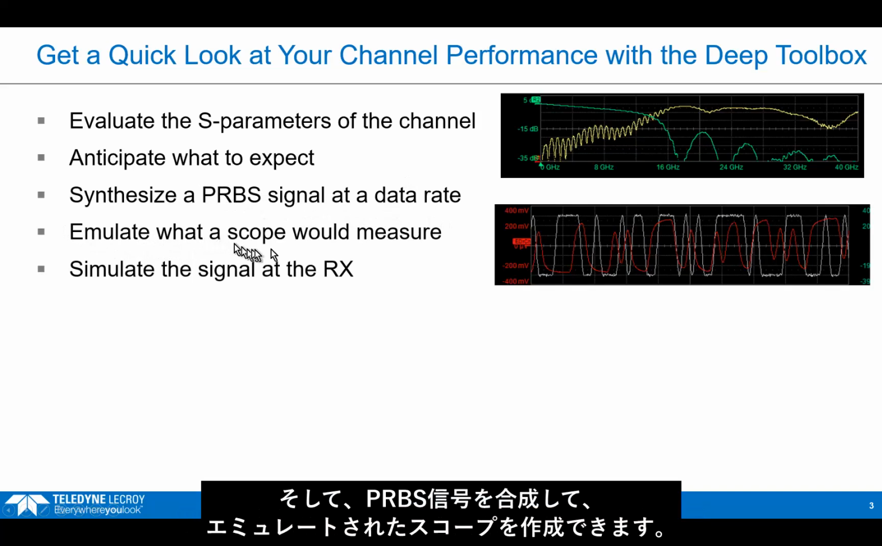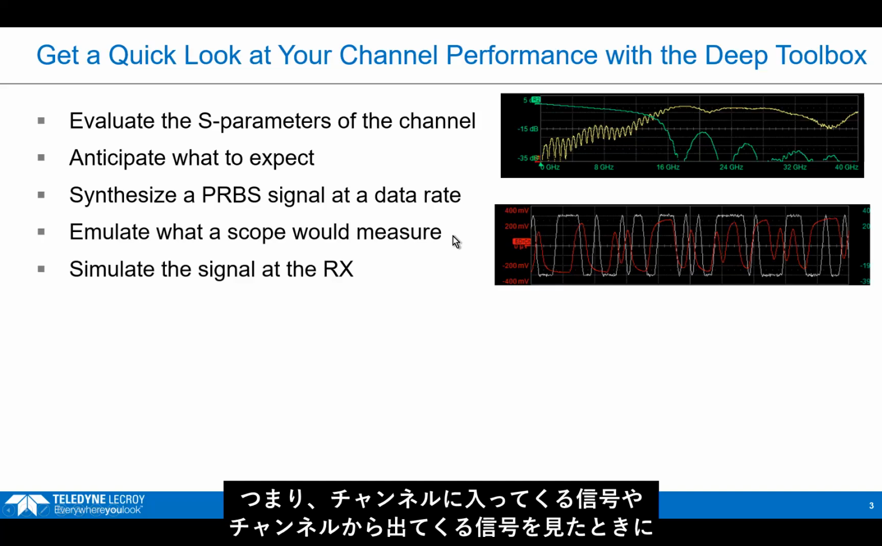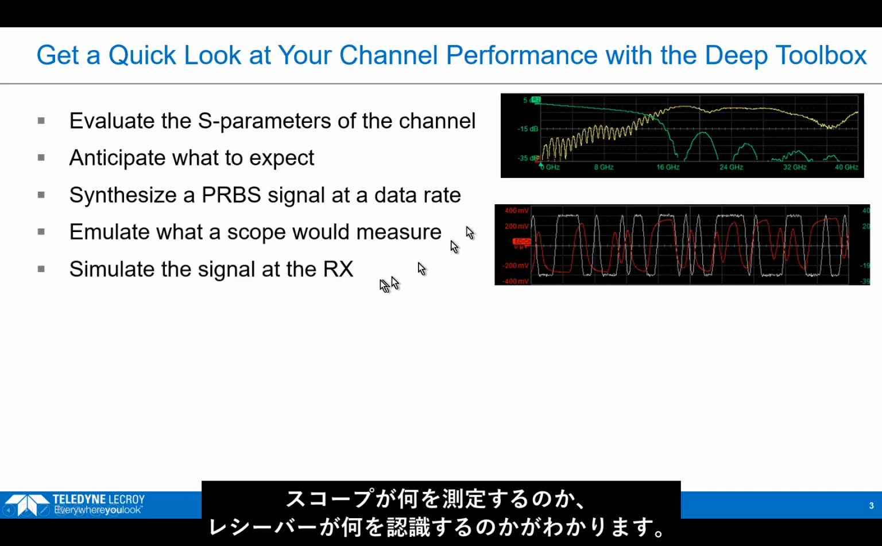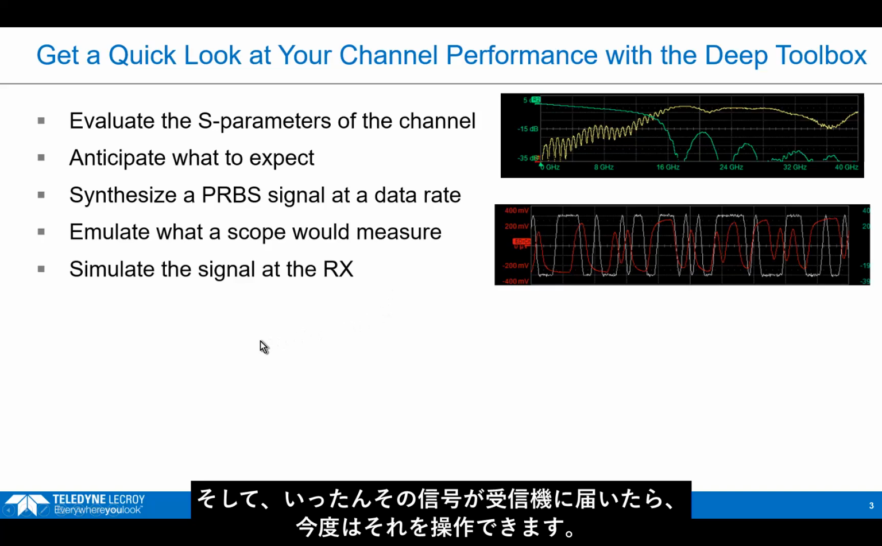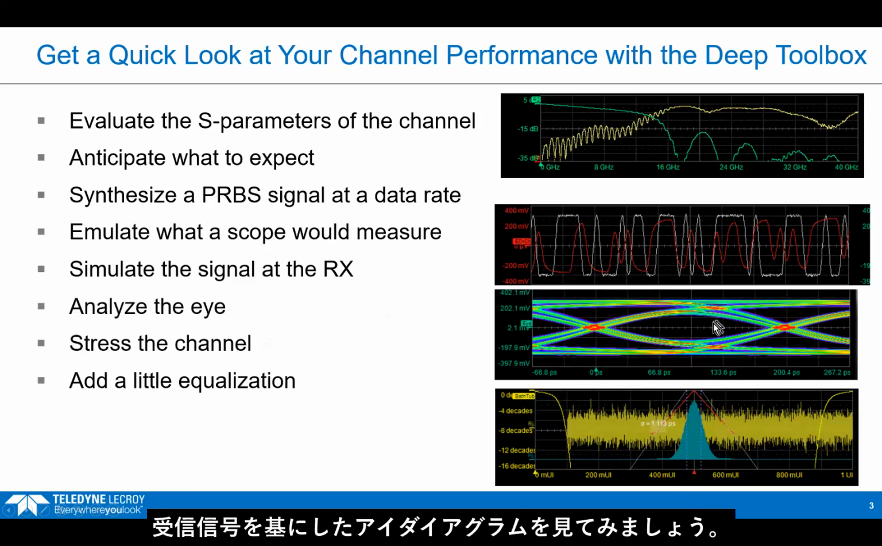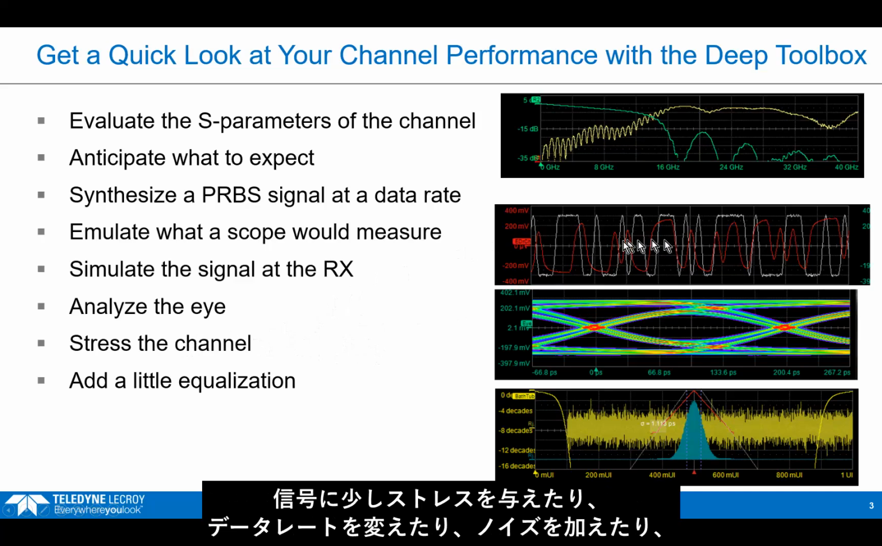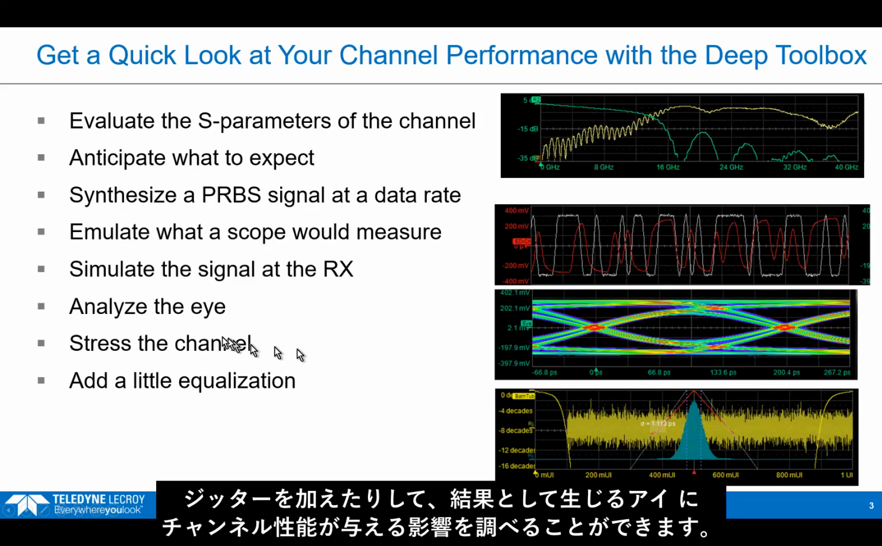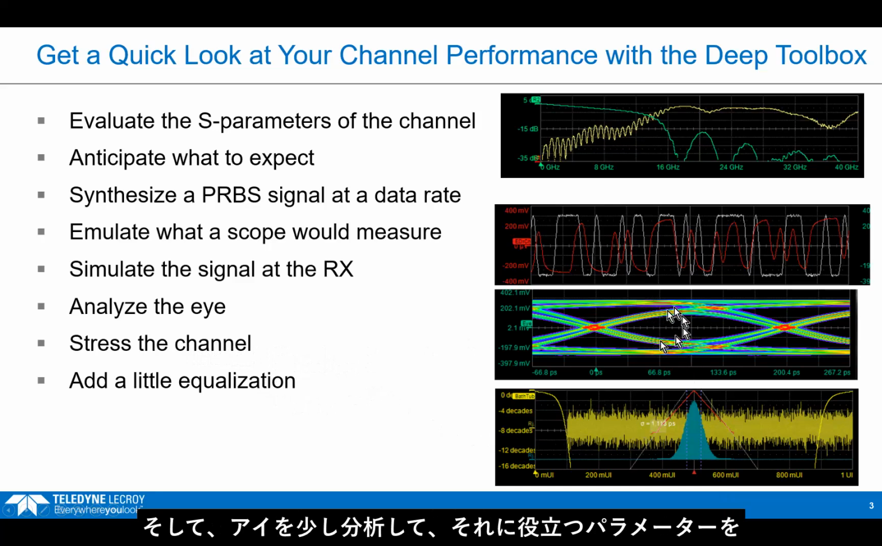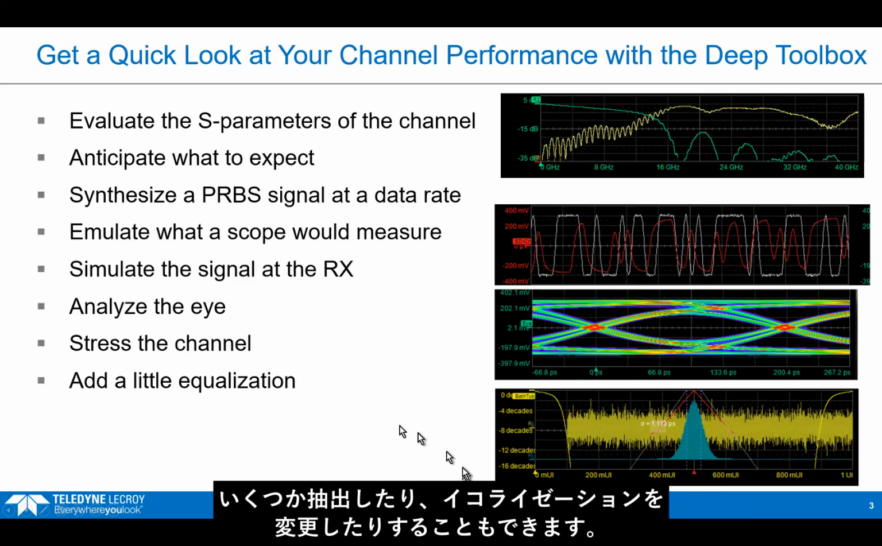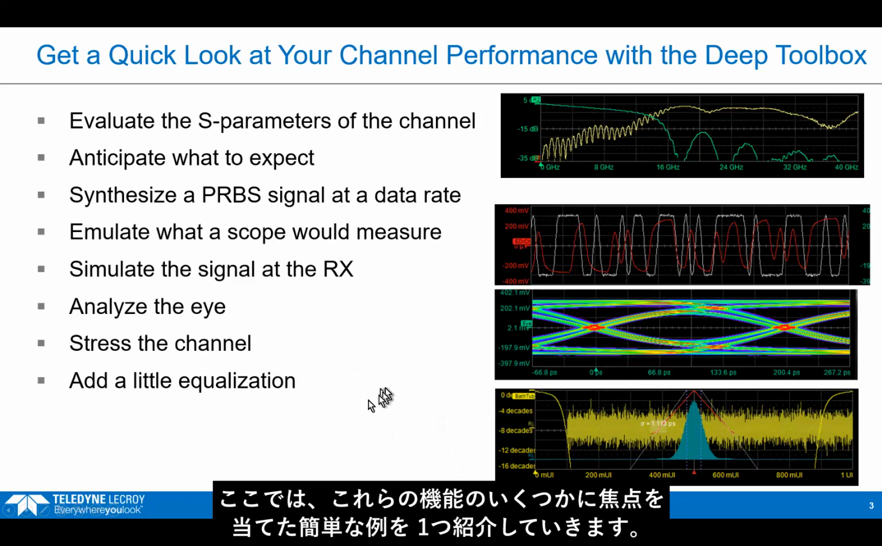We can create an emulated scope, so we have an idea of what a scope would measure if we were looking at the signal going into the channel or coming out of the channel, what a receiver would see. And then once we have that signal at the receiver, now we can manipulate it. We can look at an eye diagram based on the received signal. We can recover the embedded clock using clock data recovery techniques. We can stress the signal a little bit, change the data rate, add noise, add jitter to it, look to see the impact given the channel performance on that resulting eye, and we can analyze the eye a little bit and extract a few useful parameters for it and even change equalization. I'm going to walk you through one simple example that will highlight some of these features.